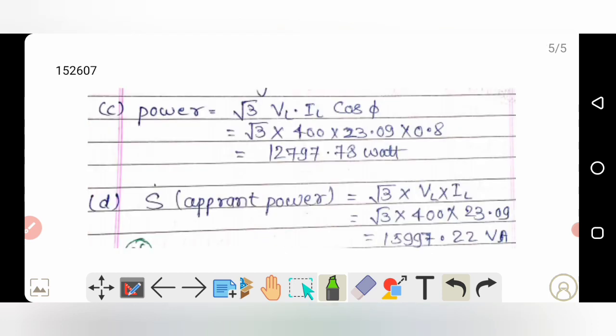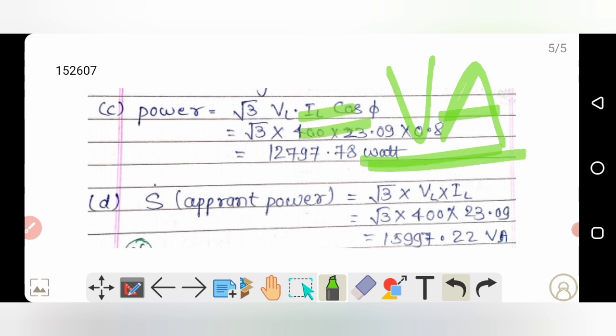And now we will calculate the value of power. We know that the power is equal to root 3 VL IL cos phi, and we know that VL is 400, IL is 23.09, and cos phi, the power factor, is 0.8. So the value of power will be equal to 12797.78 watt.